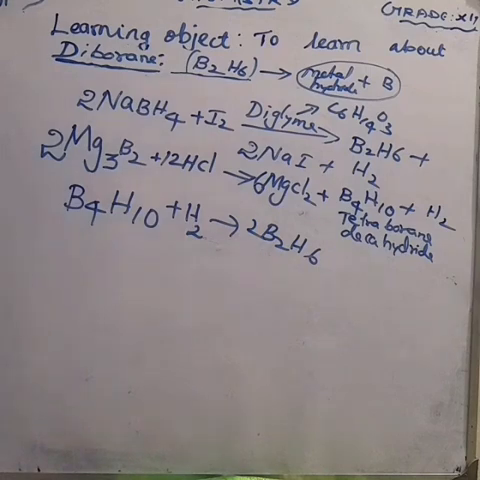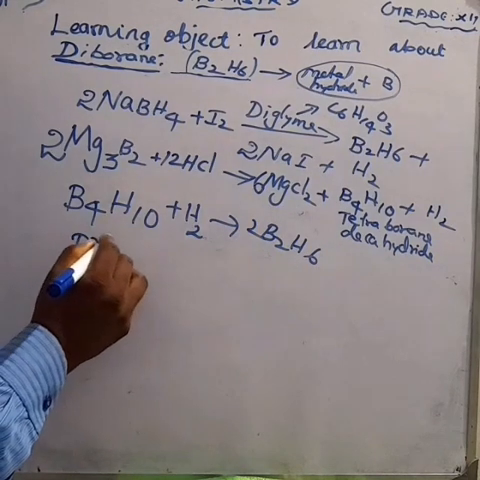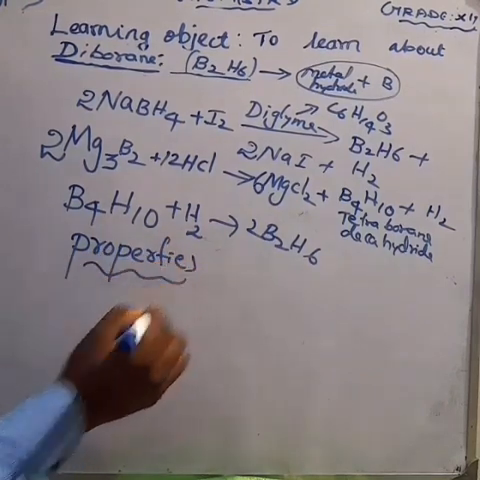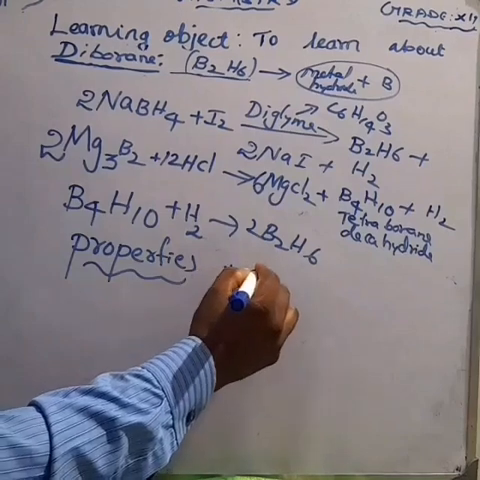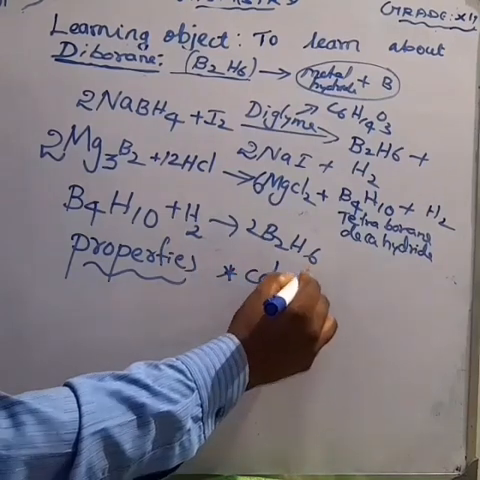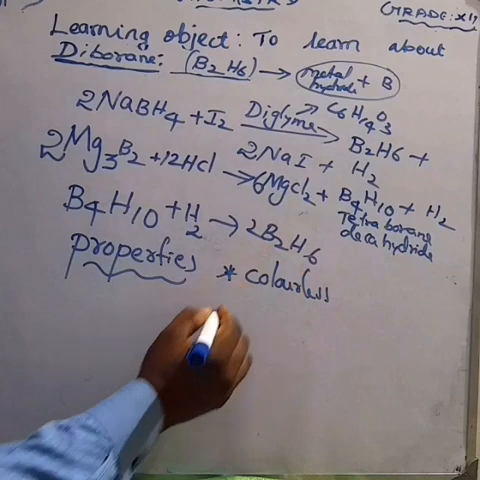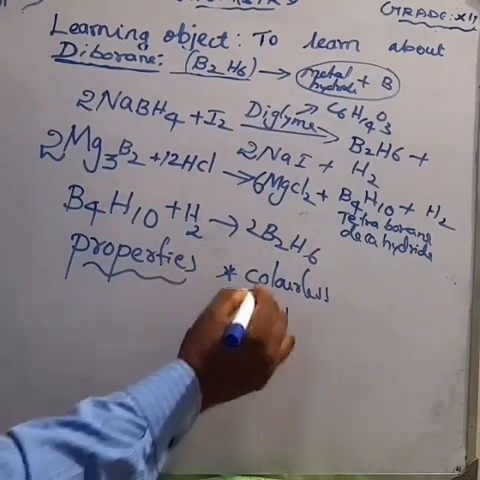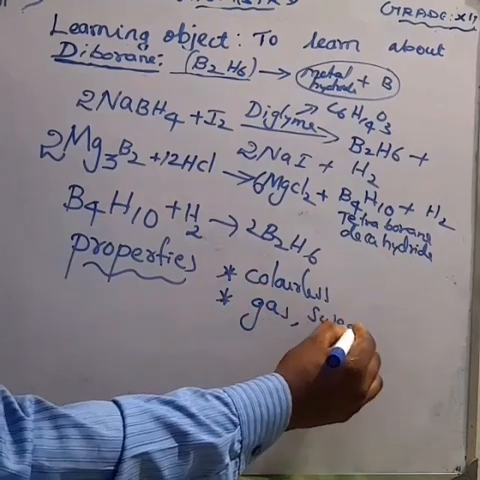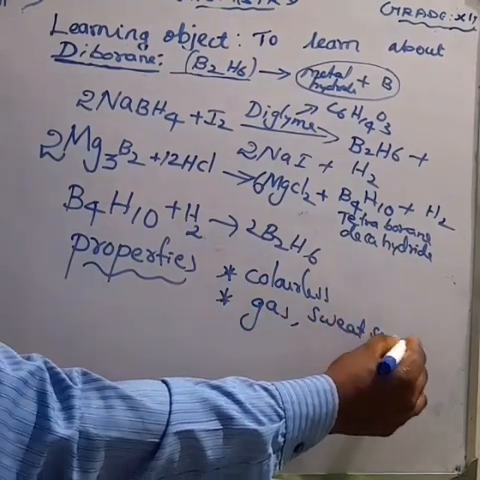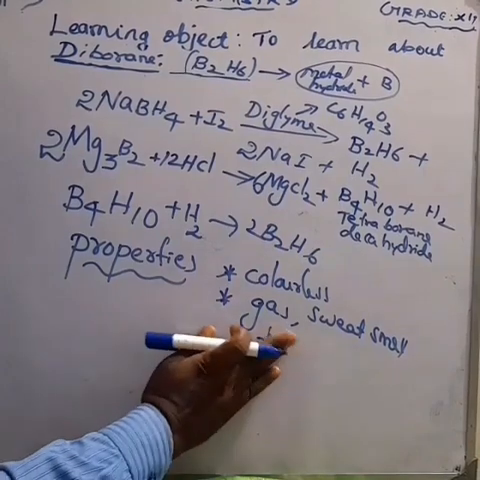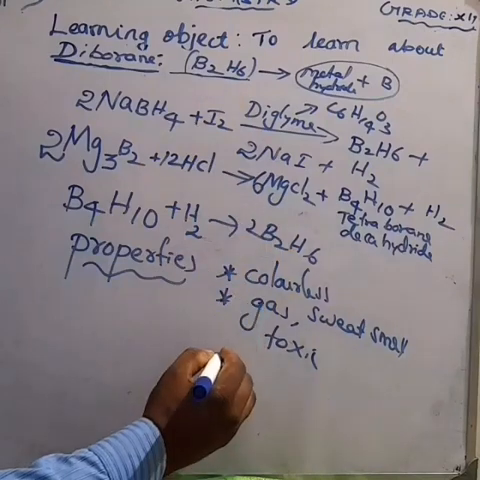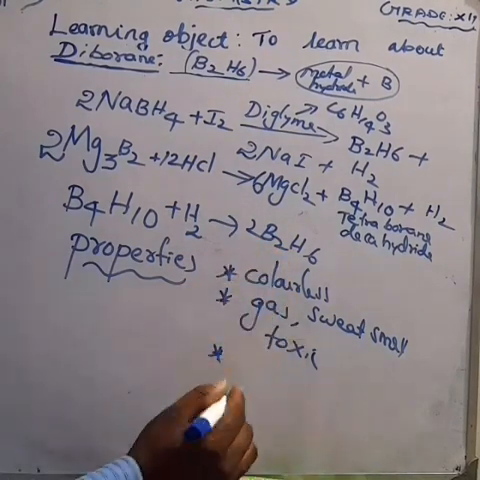Next, what are the properties of diborane? Diboranes are colorless diamagnetic compounds with low thermal stability. It is a gas at room temperature with a sweet smell. Diborane is extremely toxic and highly reactive. At high temperature, diborane forms higher boranes and also liberates hydrogen.